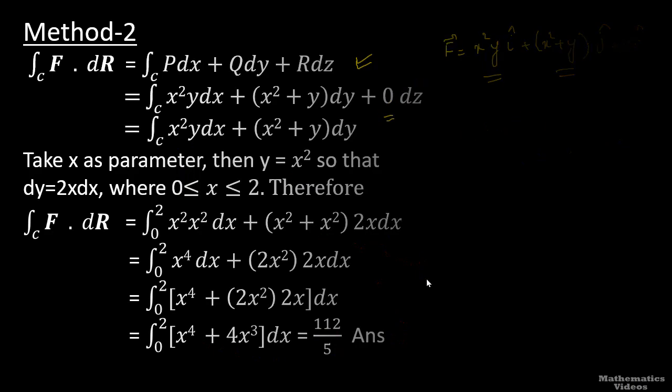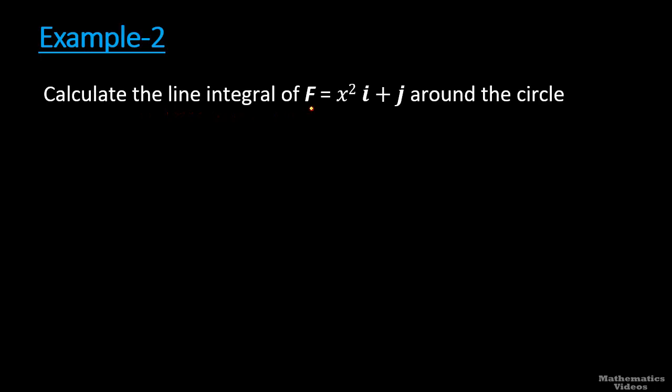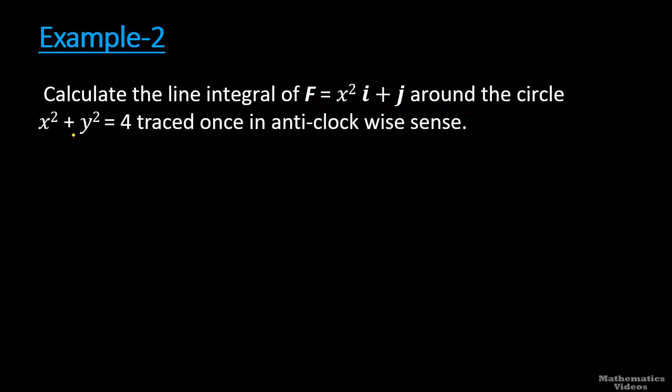Now we will solve the next example. In the second example, we have to calculate the line integral of the vector field f equal to x square i unit vector plus j unit vector around the circle x square plus y square equal to 4 traced once in anti-clockwise sense. So here the curve is a circle x square plus y square equal to 4. Its radius is the square root of 4, that is equal to 2.